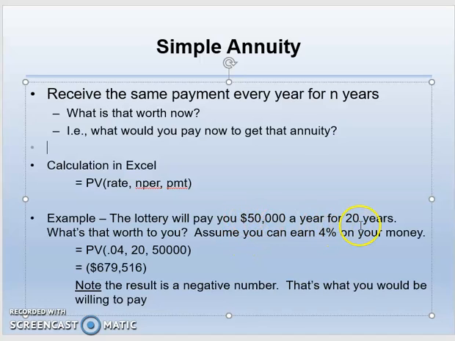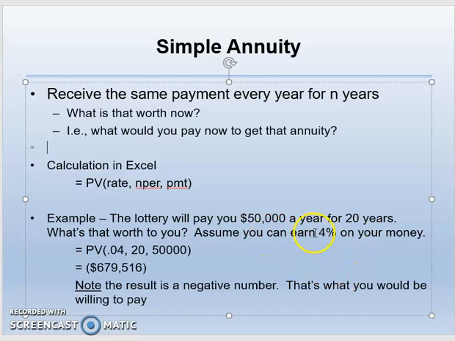So, a lottery. I'm going to get $50,000 a year for 20 years. They always talk about that as what? $1 million lottery, right? Oh, I just won $1 million in the lottery. $50,000 for 20 years. But what is that worth to you today? You know, this last $50,000 you get in 20 years isn't worth $50,000 to you today, in today's money.